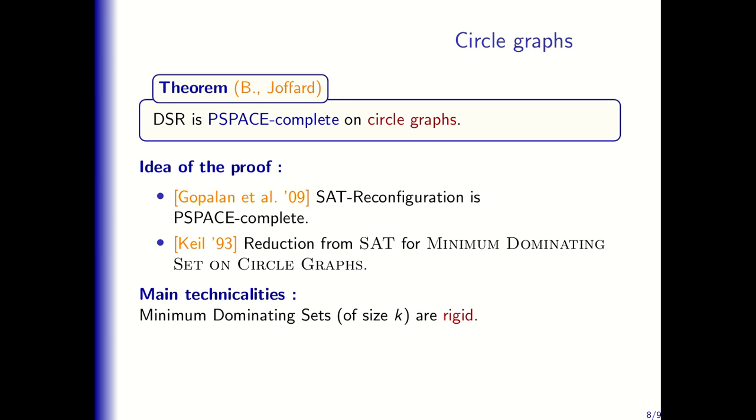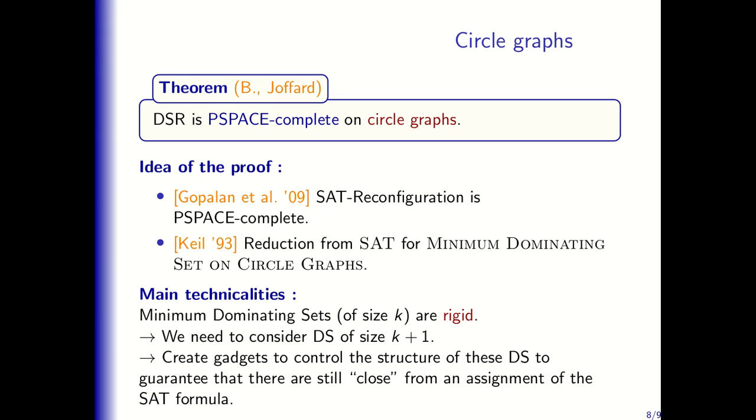And so when we combine these results, there is a huge technicality when we try to adapt the Kiel reduction for reconfiguration, which is the fact that minimum dominating sets are rigid somehow, in the sense that we can't really modify this dominating set of size k there, and we can't reach anything from this dominating set, and we can't make some SAT reconfiguration with them. So to overcome this problem, we need to consider dominating sets of size k plus 1 instead.